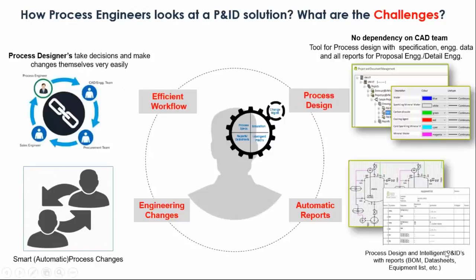Now, how do process engineers look at a P&ID solution? For a process engineer, the P&ID is the DNA of any plant. It is one of the key documents. Once created, it is referred to at every stage of the plant life cycle. For example, the process engineer needs information about specifications, media, and other calculation data. Then piping engineers need vendor data, equipment lists, and data sheets.